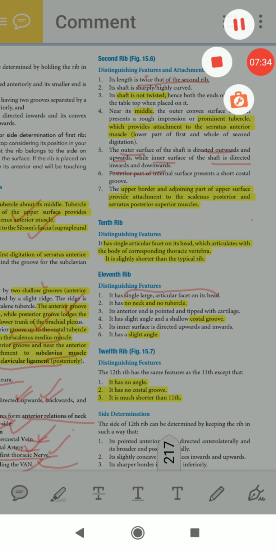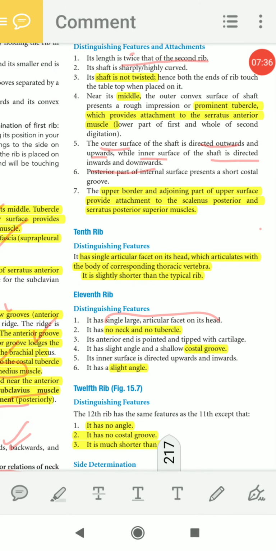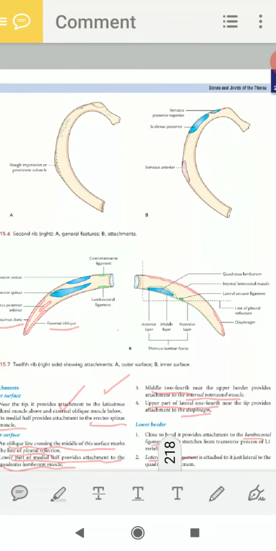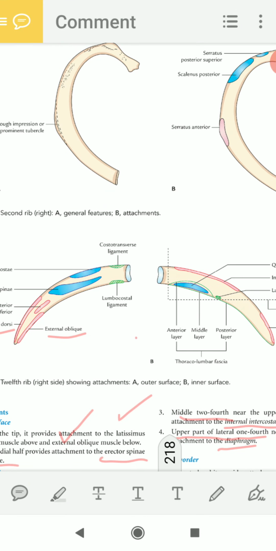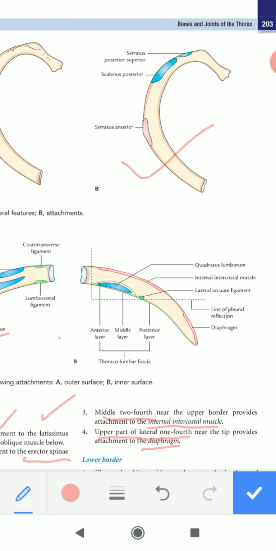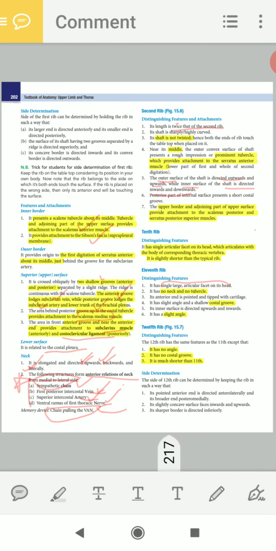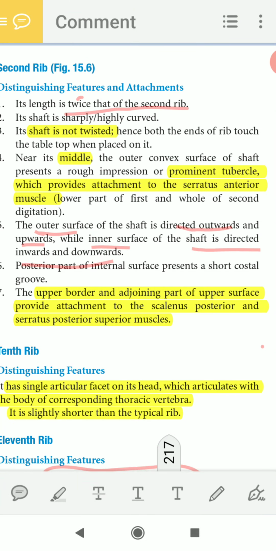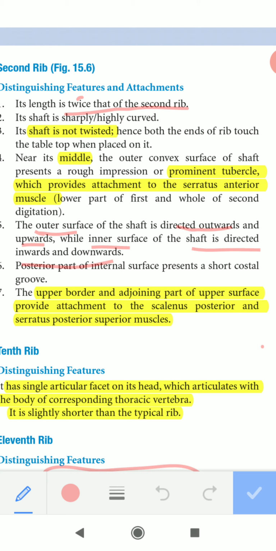Second rib. Okay, the second rib, do you have a feature? Okay, so this is the feature of the second rib. Look at that, this is the second rib. So what are the features of the second rib? What are the special characteristics? Number 1, the length of the second rib is twice that of the first rib. So its length is twice that of the first rib.